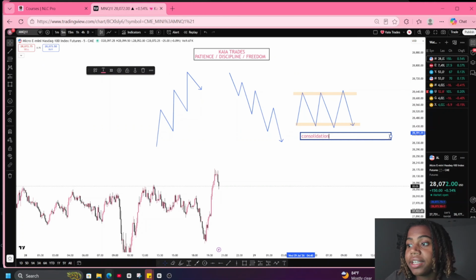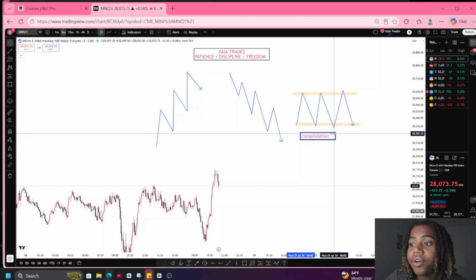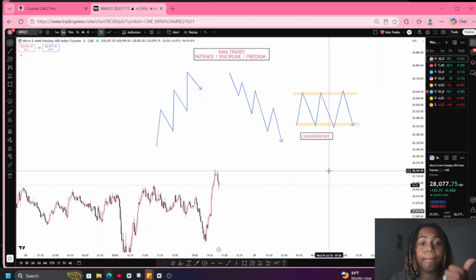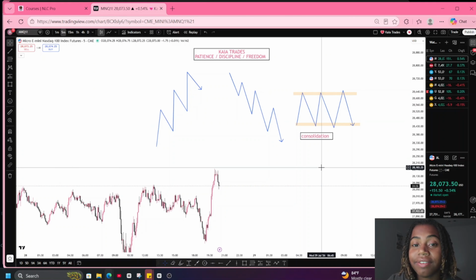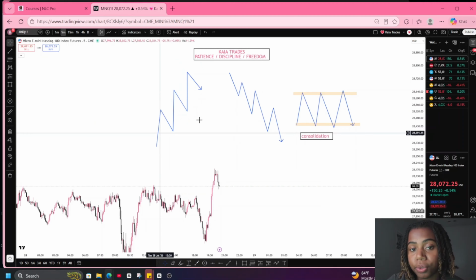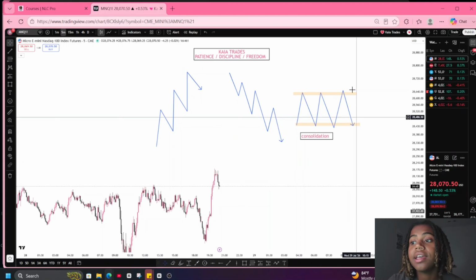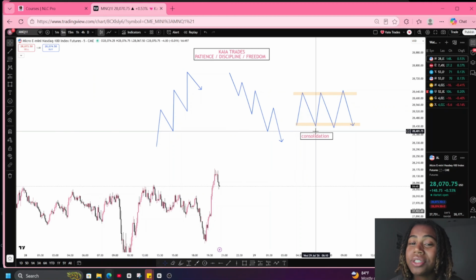Price has no idea if it wants to buy or if it wants to sell. There are bulls in the market, there are bears in the market, and they're a little bit even, okay? Price isn't really giving us a direction of where it wants to go. For the strategy of supply and demand, we only take it in bullish markets or bearish markets. If the market is moving sideways, we don't really want to be taking a trade.